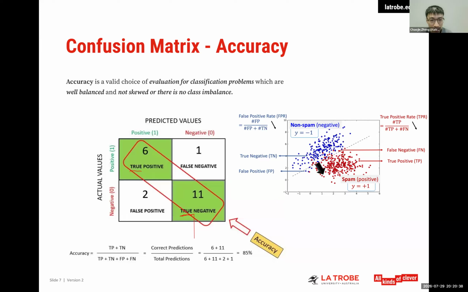So we can use 6 plus 11 divided by the total number of predictions. The total number of predictions can be obtained by summing all the values in these four cells, and we can get the accuracy number. Just note that the accuracy measure is better suited for a well-balanced and not skewed data set. So there's no class imbalance.